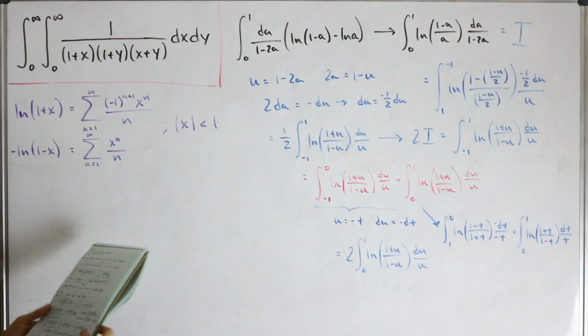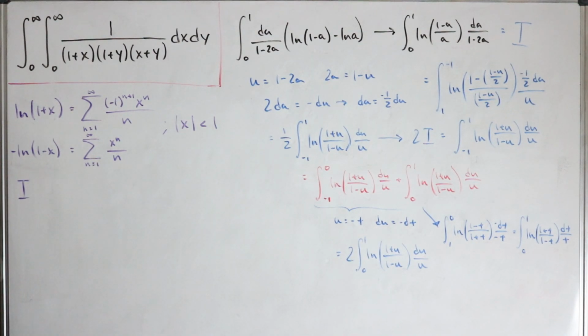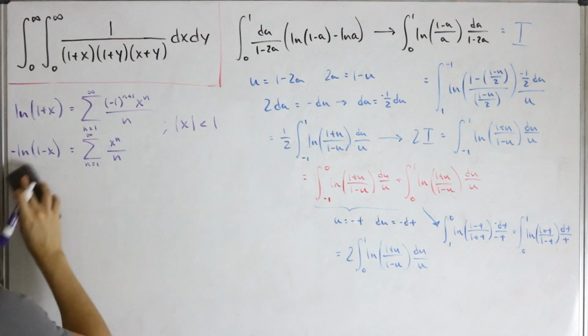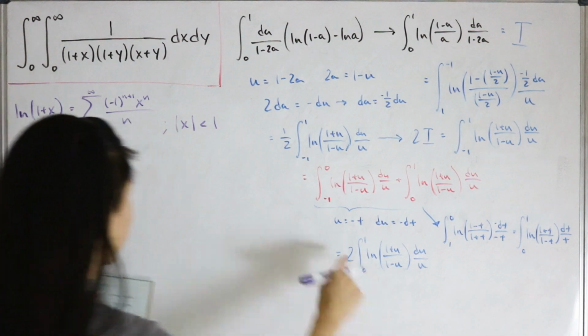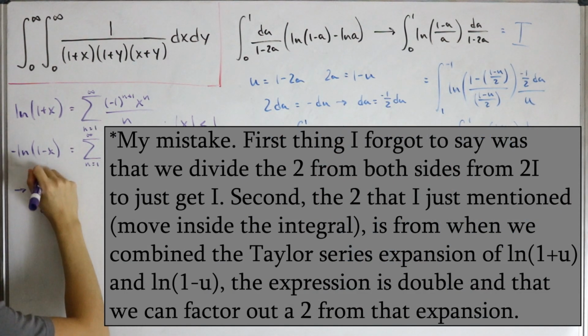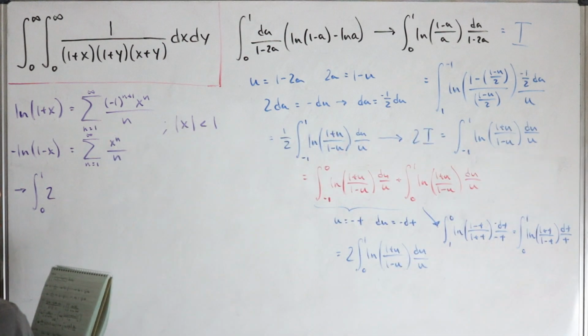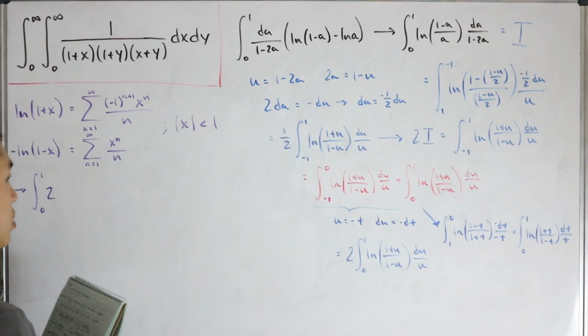So to put everything back together, back over here, I'd say that 2I is going to equal 2 times that. So let me move that back in. Over here we have the integral from 0 to 1, and then it's going to be 2 times the natural log of 1 plus u, and then applying those rules against division, natural log of 1 plus u minus natural log of 1 minus u.